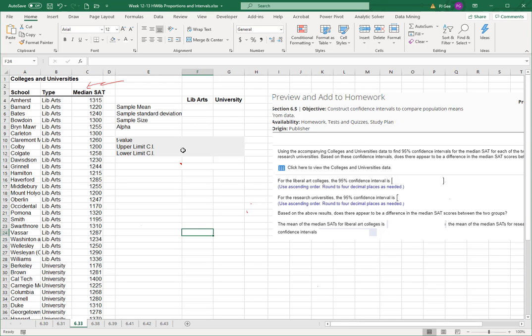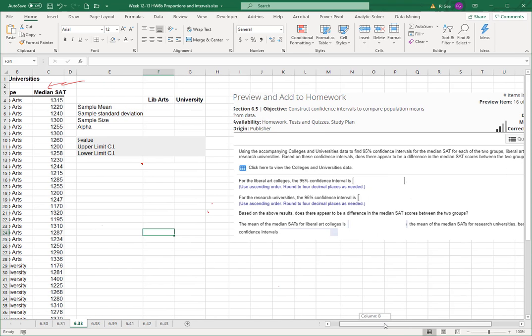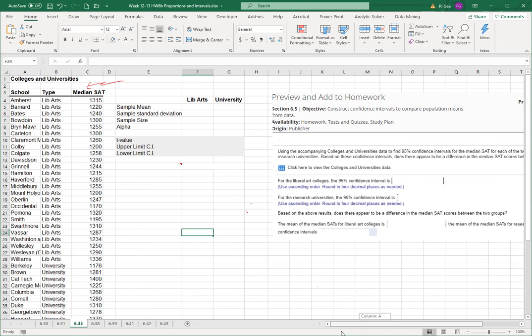We're going to run the confidence intervals, and one of the questions here is for the SAT. They're going to see, is there a notable, substantiated difference between university median SATs and liberal arts median SATs? Let's go find out. So this is a nice real problem that we have here.